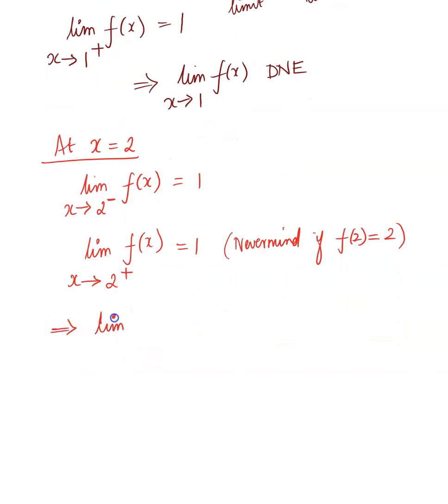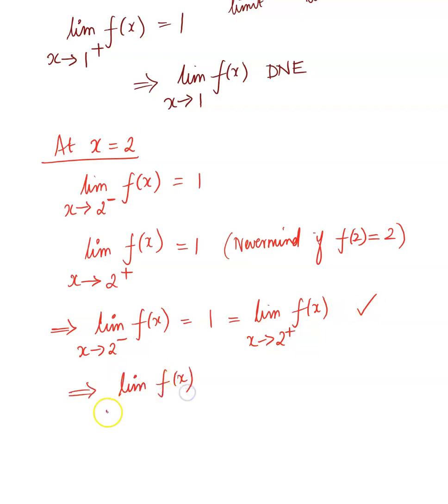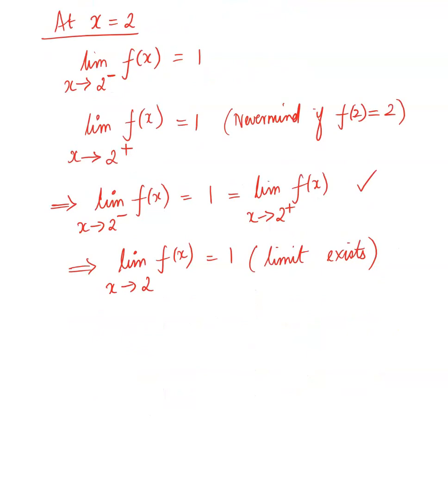So this implies limit f of x as x approaches 2 from the left is equal to 1, which is the same as limit f of x as x approaches 2 from the right. Because these two match, this implies that we do have a limit as x approaches 2, which is equal to 1. So the limit exists. I'll just say limit exists, if you were to write it in words. Took a while to write that. Okay, now we'll look at 3.